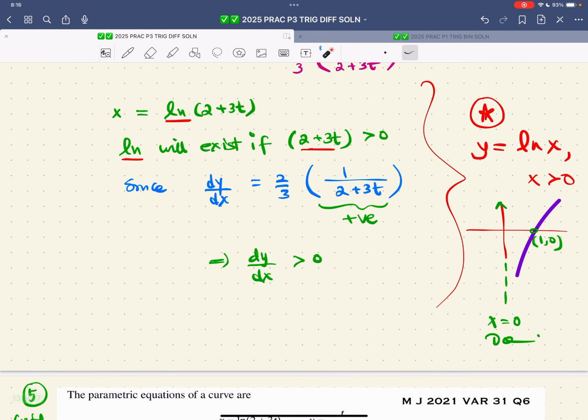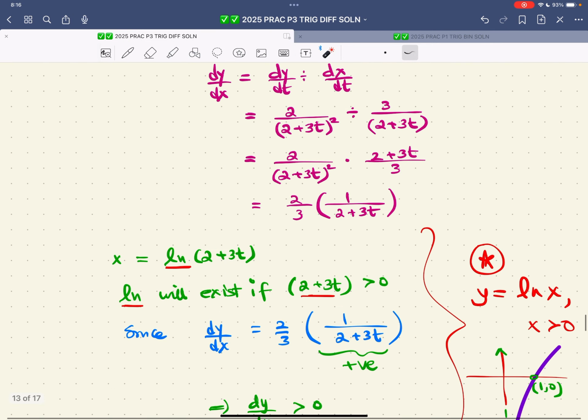So over here, this 2 plus 3t has to be positive. If this thing is positive, this dy by dx has this thing. This thing positive means this thing positive. This is also positive. Product of two positives is positive. Yes, you have to write a few English words over there. So maths is not just about numbers. Math is about logic. Math is about convincing.